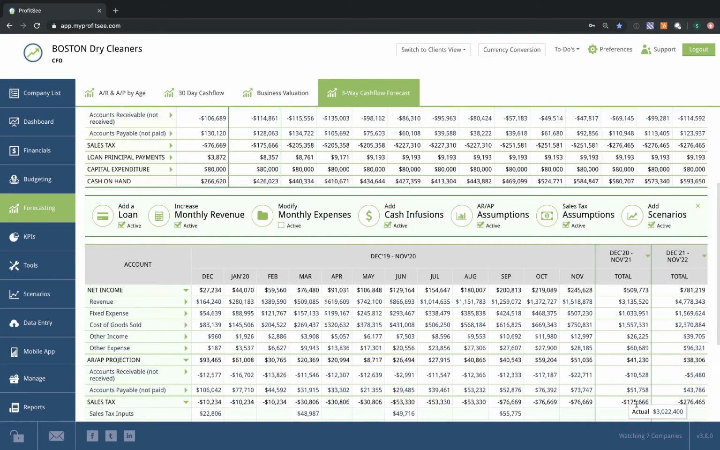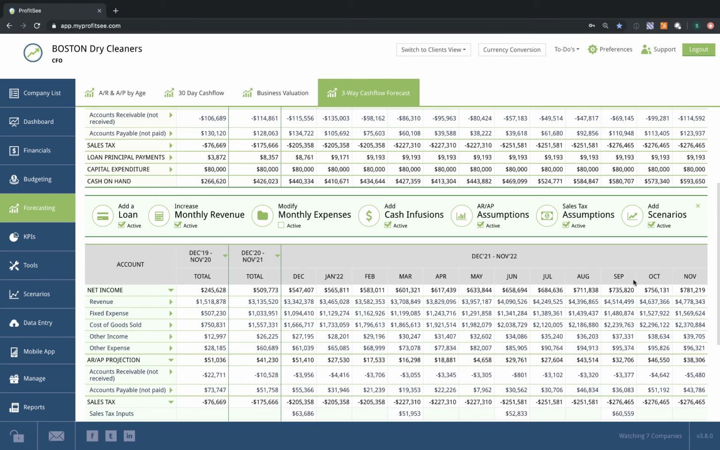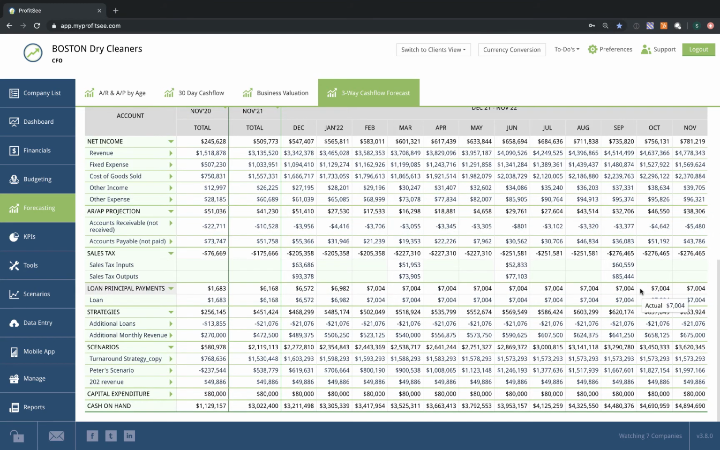The power of building a three-way cash flow forecast is the ability to understand where you're going. Once you understand where you're going, the next step is taking into account what's that going to look like if I make changes? How is that going to impact the business long term? Am I ensuring the future success of the business?